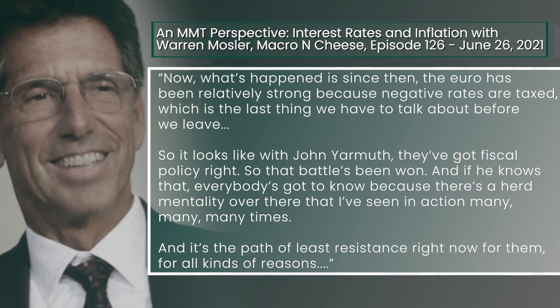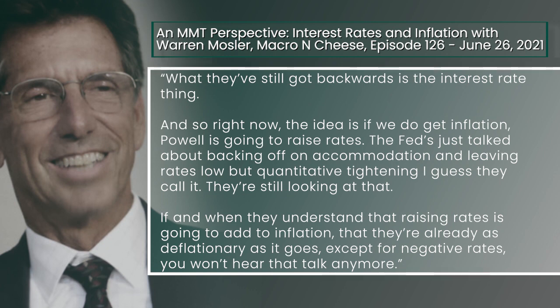And if he knows it, everybody's got to know it because there's a herd mentality over there that I've seen in action many, many times. And it's the path of least resistance right now for them for all kinds of reasons. And so that's why they're on it. It's pro-agenda. It's everything else. They're going to be on it. What they've still got backwards is the interest rate thing.